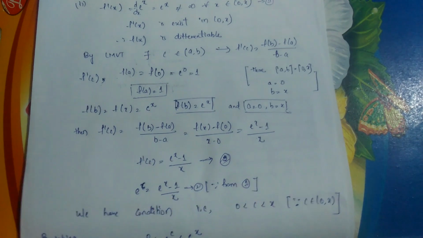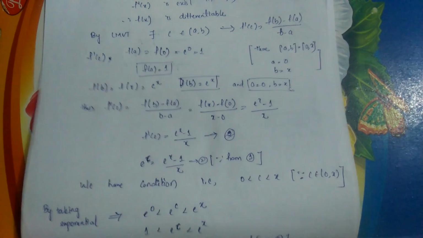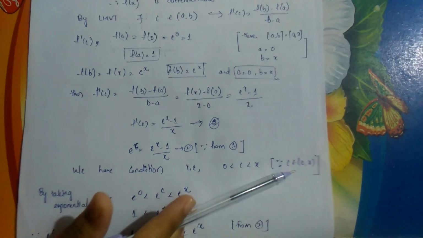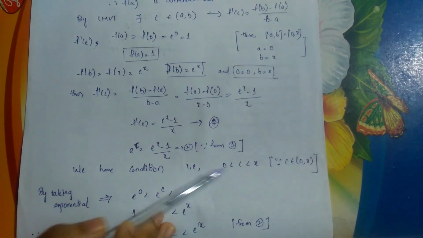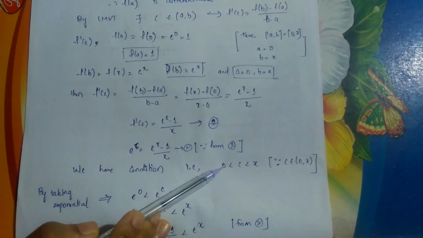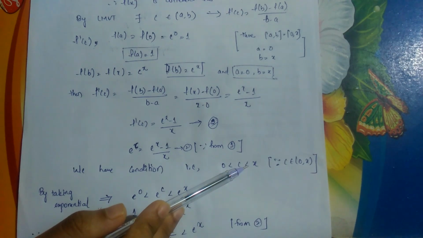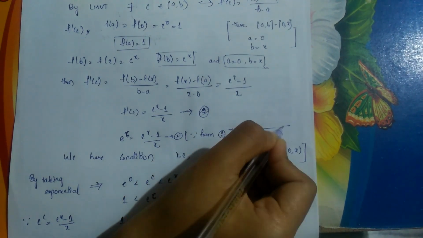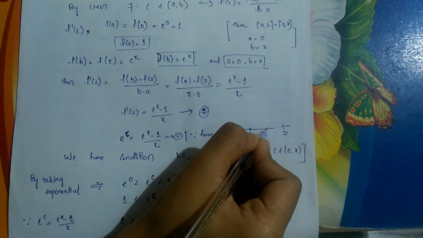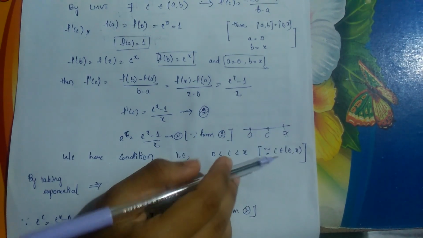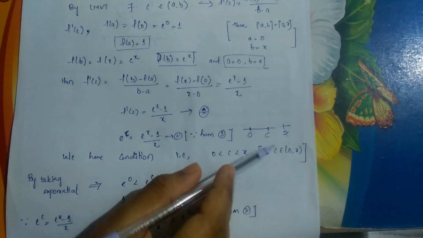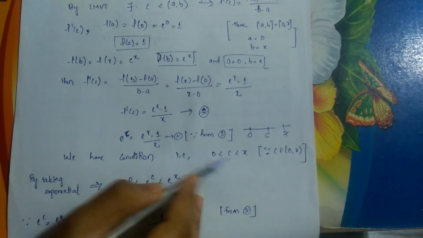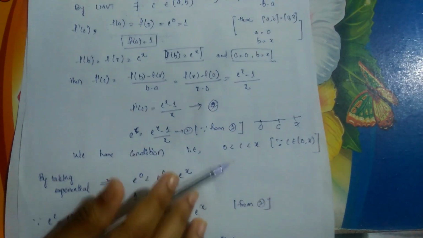Then here we have the condition: we know that c lies somewhere in between 0 and x. So as c belongs to (0, x), we can write the condition as 0 is less than c and c is less than x. If we take this as 0 and this as x, c lies in between 0 and x. So we have written the condition from here: 0 less than c and c less than x.